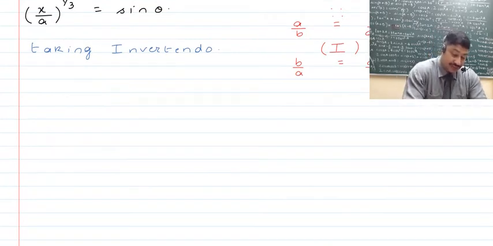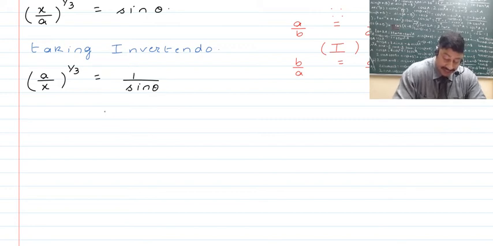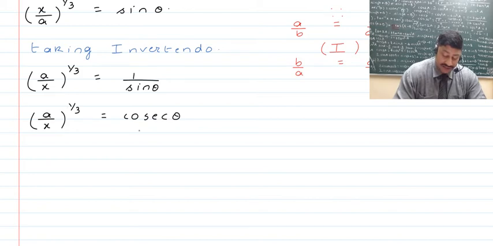As such, now we will have a upon x whole raised to the power 1 upon 3, which will become equal to 1 upon sine theta. I'm sure you people know that the inverse of sine theta is cosec theta. As such, cosec theta is now going to become equal to a upon x whole raised to the power 1 upon 3. Now, after this, children, we are now going to square both the sides.